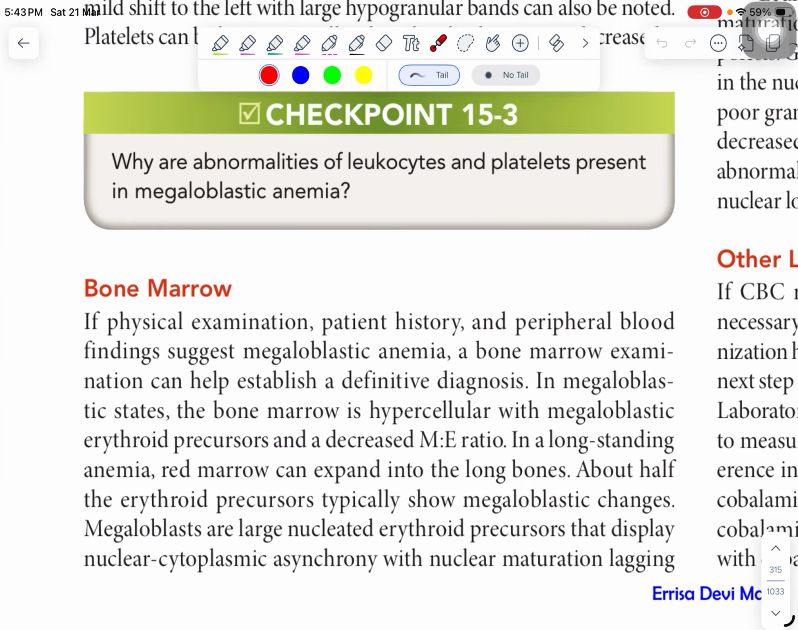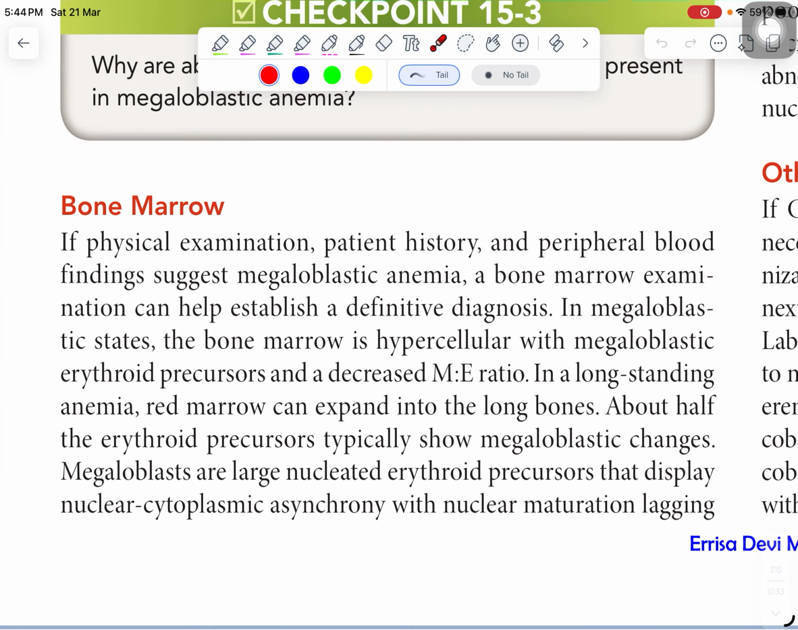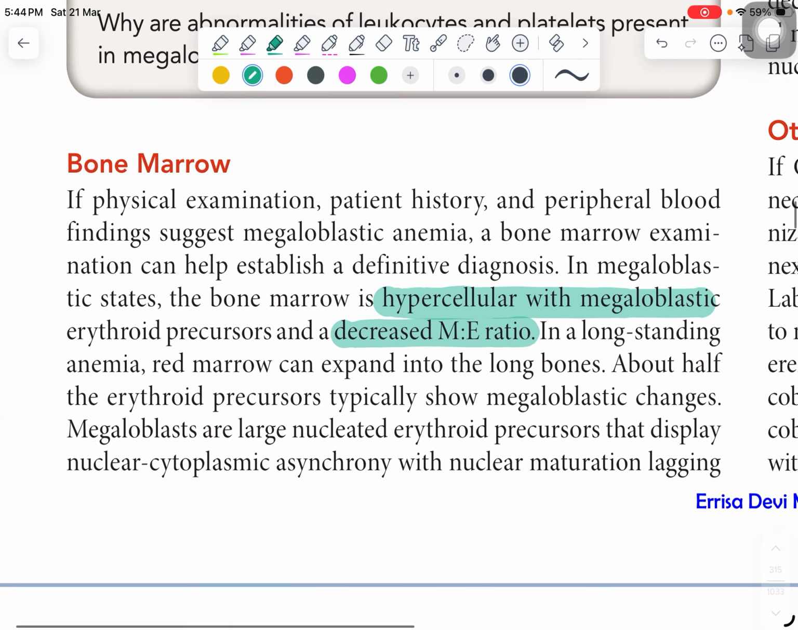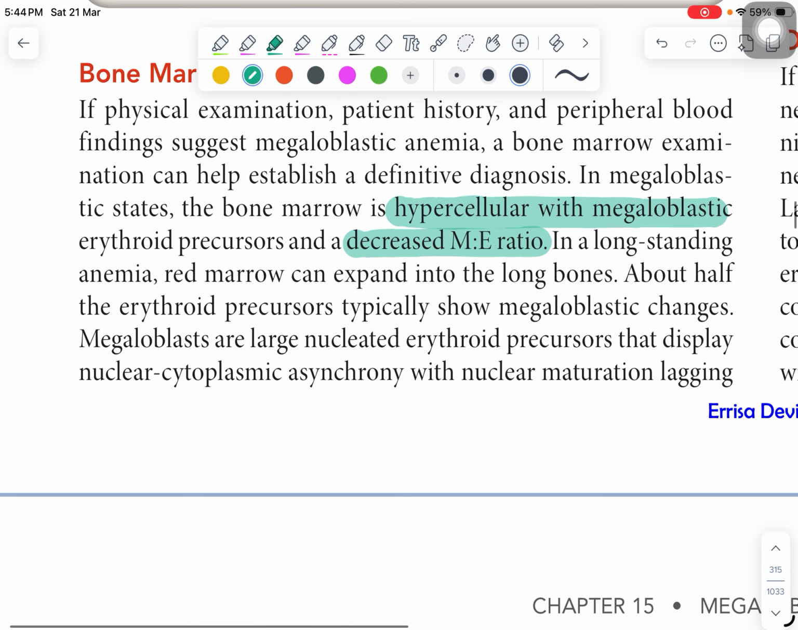So let's study the bone marrow. If physical examination, patient history and peripheral blood findings suggest megaloblastic anemia, a bone marrow examination can help establish a definitive diagnosis. In megaloblastic states, the bone marrow is hypercellular with megaloblastic erythroid precursors and decreased ME ratio. In a long-standing anemia, red marrow can expand into the long bones. About half of the erythroid precursors typically show megaloblastic changes.